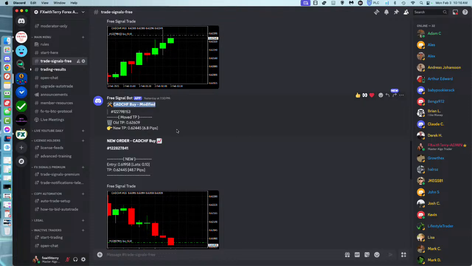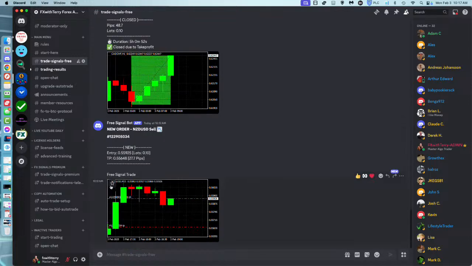The point being is it will show you when it has modified a signal. Modified means it's added another trade and it has updated the take profit. You can see what it was here, the old take profit, the new take profit, so on and so forth. And then it gives a little screenshot of what the currency was doing at that time. So pretty cool. That's how we're going to do it.